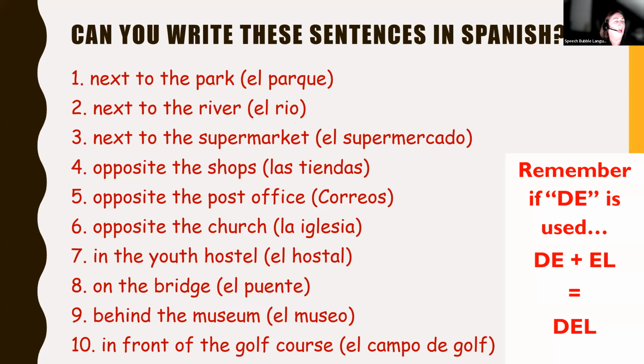Muy bien. And Lorna, let's go with in front of the golf course. El campo de golf. Okay, so how do we say in front of? Enfrente del campo de golf. Muy bien, enfrente del campo de golf. Perfect. Okay, in front of the golf course. Perfect. Muy bien.